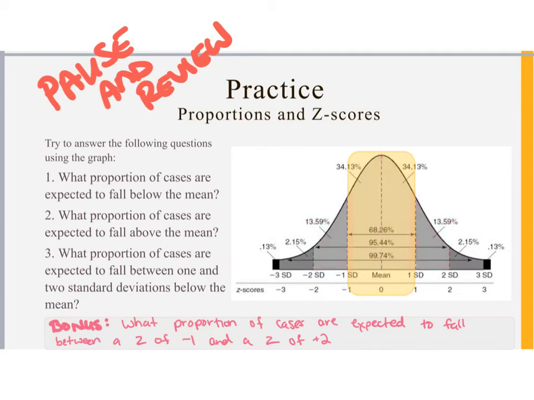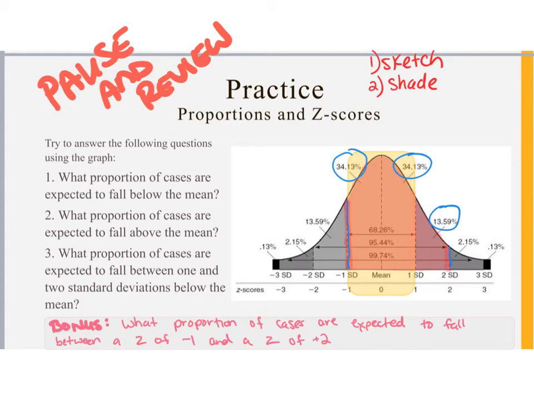Now we'll step it up with a slightly harder question. What proportion of cases are expected to fall between a z-score of -1 and a z-score of +2? Well, when I'm trying to find areas between two different parts of the curve, the best thing to do is sketch, shade, then solve. When I sketch and shade, I see that I'm looking for the area from -1 to +2, and though I don't know that total, I can find it by adding.